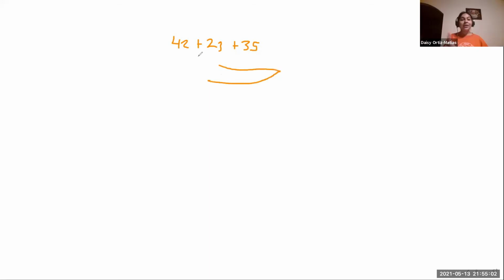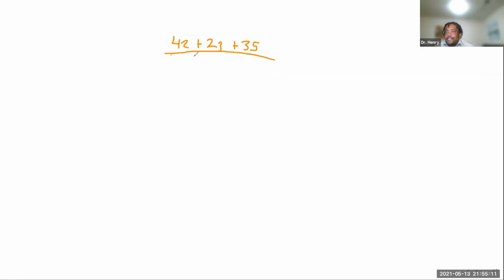Okay, give me your three measurements. You said you got 42. 42, 23, and 35. Okay, so you want to take the average of those. Oh, that's how you got the given. Yeah. So 42 plus 23 plus 35 divided by 3. Okay. So then you get what? 33.3. Okay. So your volume, your V, is going to equal 33.3. And that's milliliters, right?